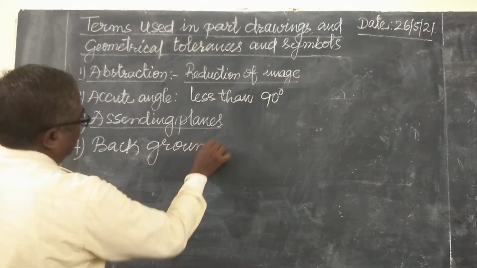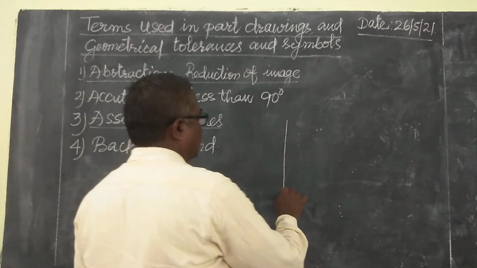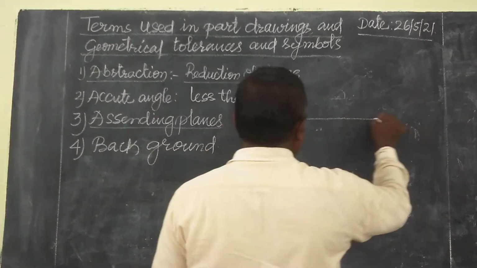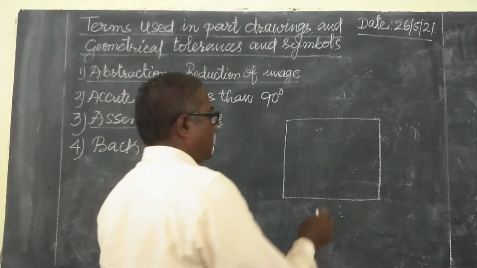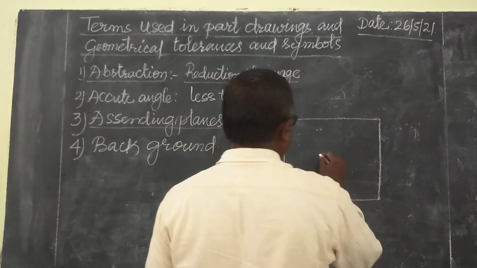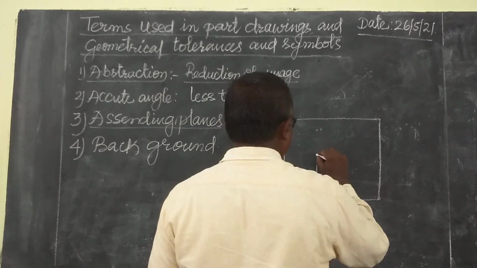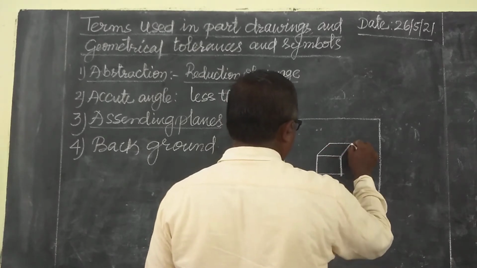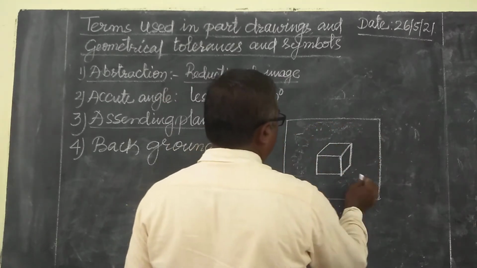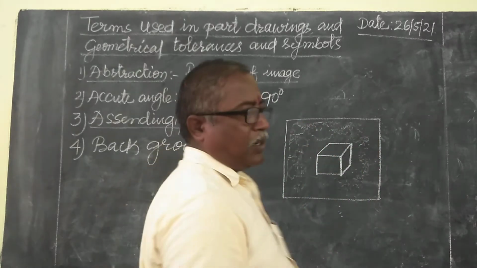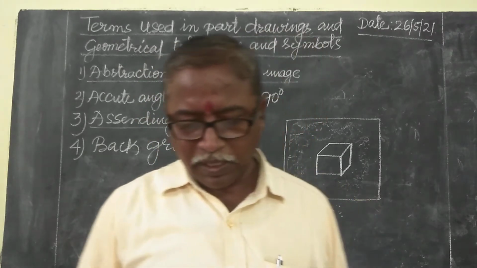Background. This is when the drawing sheet is here, and you want to draw the figure like this. Then this one is like this, and the figure is like this. So this is totally called background. That is the illusion which you can see with colors or black and white, whatever it may be.